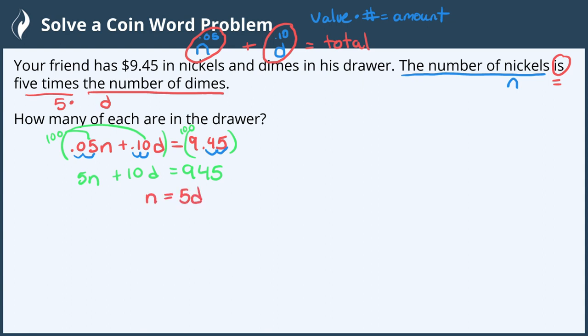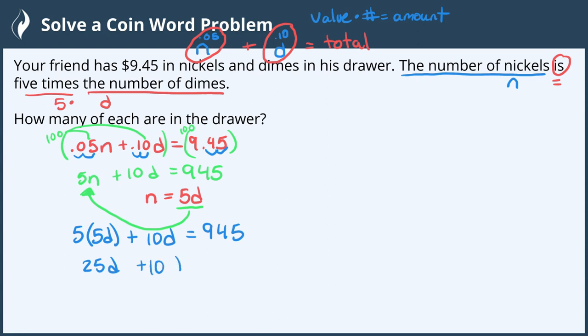Now that we have our two equations, we can substitute 5d in for every n in the first equation, giving us only one variable we have to solve for, which makes it possible to isolate in the equation. So we have 5 times the substitution for n, which is 5d, plus 10d equals 945. Now we can multiply, which gives us 25d plus 10d equals 945. Adding like terms, we get 35d equals 945.